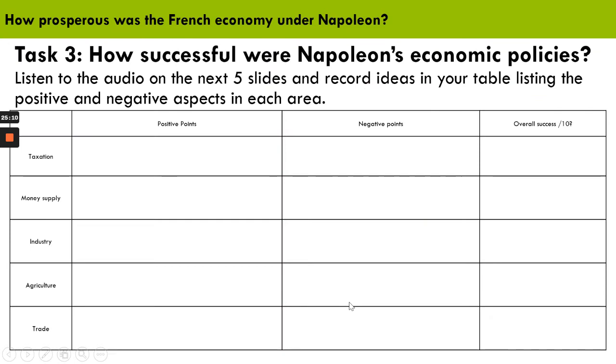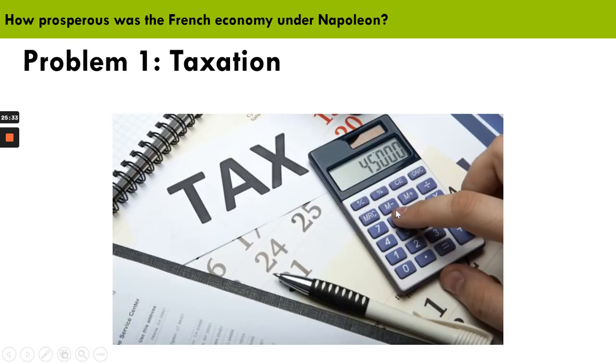So we're going to move on to task 3, which is the crux of the issue really, which is how successful was Napoleon in solving France's economic issues. Okay, so I'm going to talk through these things. You should be able to make some notes on your grid on the sheet for positives and negatives in each area and whether you think overall he was a success. So we're going to start off by looking at taxation.